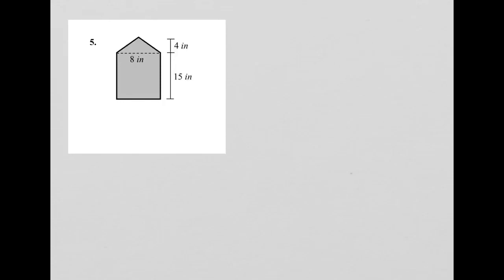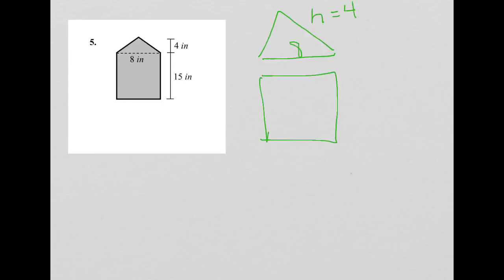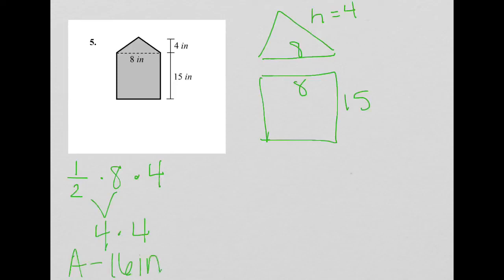All right, last I have a triangle and a rectangle. The triangle has a height of 4 and a base of 8. And because the base of the triangle touches the top of the rectangle, that is also going to be a length of 8. And then the rectangle has a height of 15. So let's find the area of the triangle. 1/2 of 8 is 4. So 4 times 4 gives me an area of 16 inches squared.